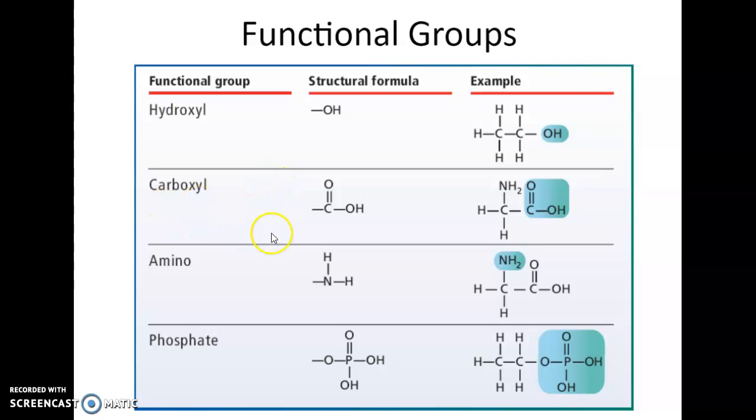The carboxyl group is represented as COOH. Note the double bond in the oxygen. Sticking off the side here, we have a carboxyl group. It's also called a carboxylic acid, as they tend to make the molecules more acidic in nature. Amino group is NH2, a nitrogen and 2 hydrogens. Here we can see it, NH2. So we have an amino group.